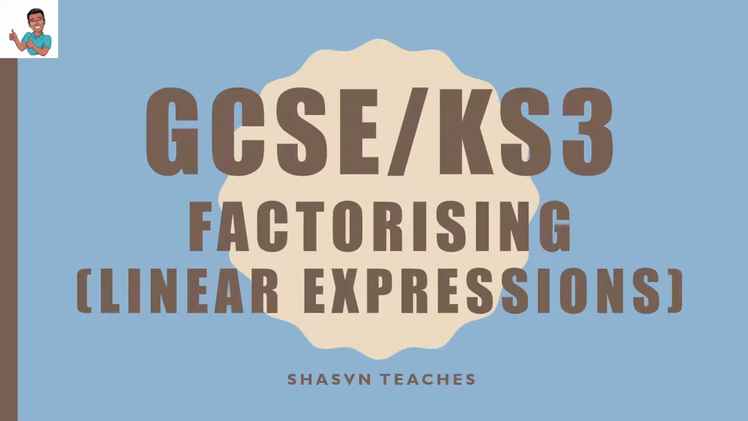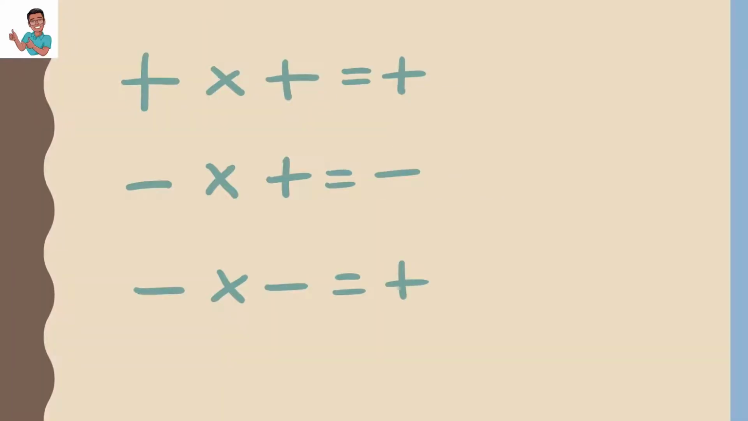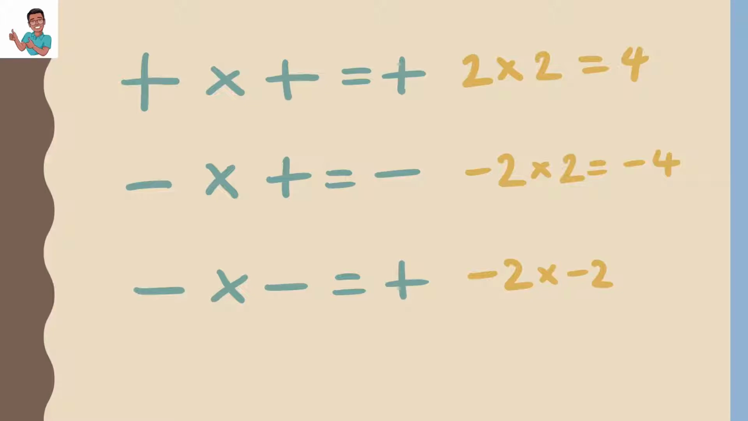In this video, we're going to be looking at factorizing linear expressions. When we have addition multiplied by addition, it gives us addition. For example, 2 times 2 is 4. When we have subtraction multiplied by addition, or addition multiplied by subtraction, we will get subtraction. For example, minus 2 times 2 is minus 4. And when we have minus times minus, we get addition. For example, minus 2 times minus 2 gives 4.